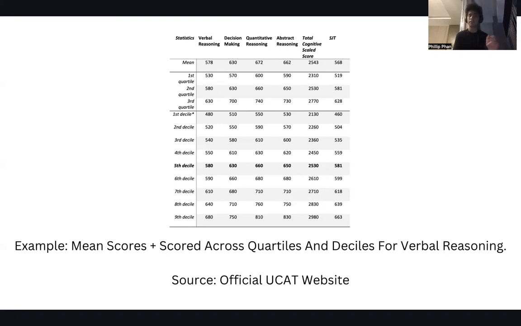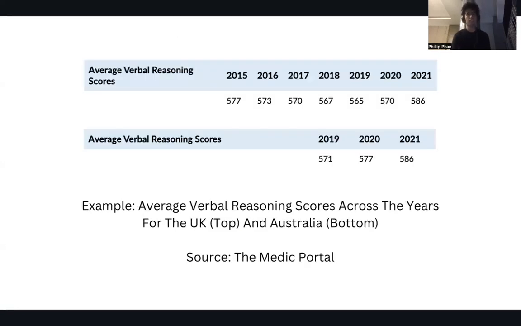And this has been sourced from the official UCAT website for Australia. And some more means. So the top one shows the means of the UK, the bottom shows the means of Australia, and these are taken across years. Yeah, people don't usually do very well in verbal reasoning. It really does kind of suck.